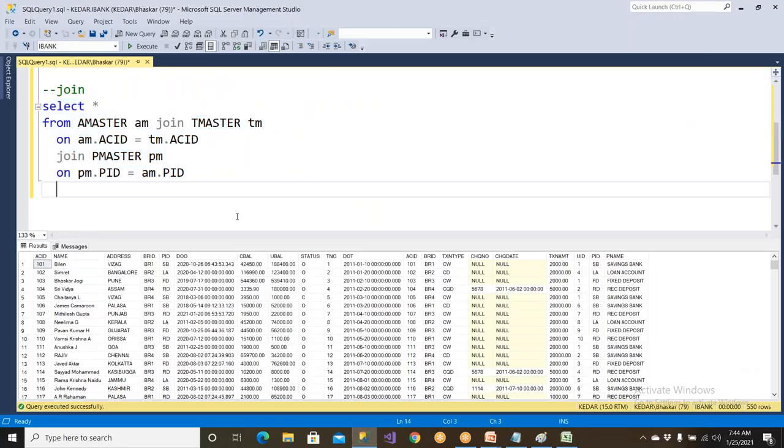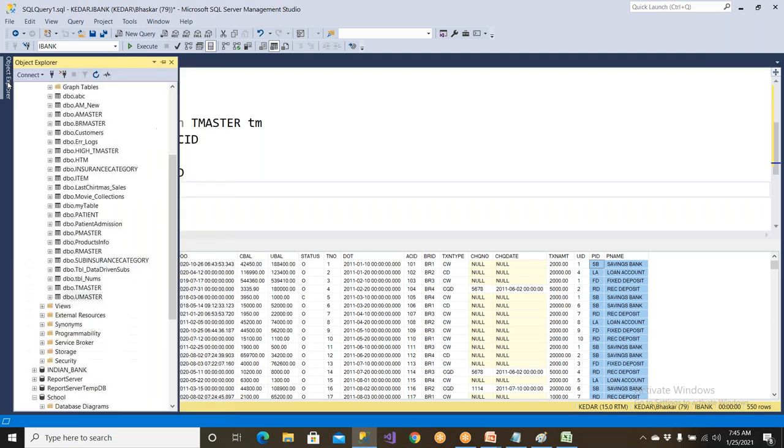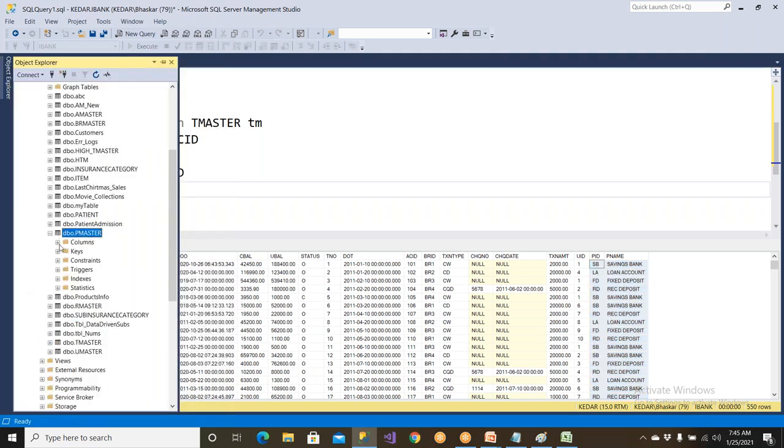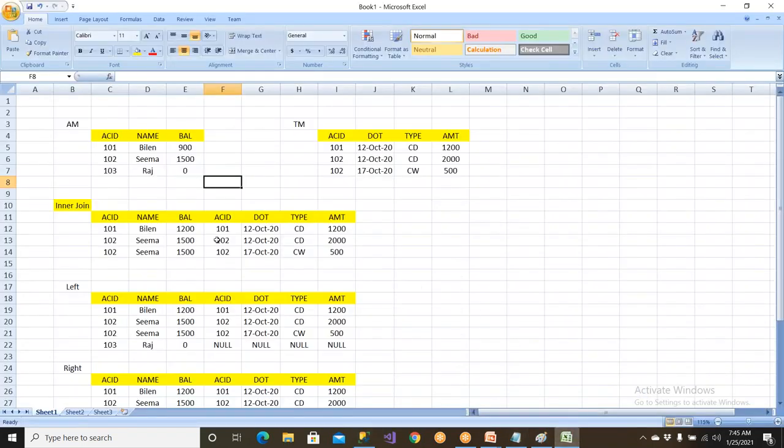If you see, star means this is coming from which table? From here till this is the account master data. From this to this is the transaction master data. And these two columns are from the product master data. If you see carefully, product master has only two columns, product ID and product name. So all these columns plus all these columns, and if we have some more columns, those columns will get added in this. Am I clear?